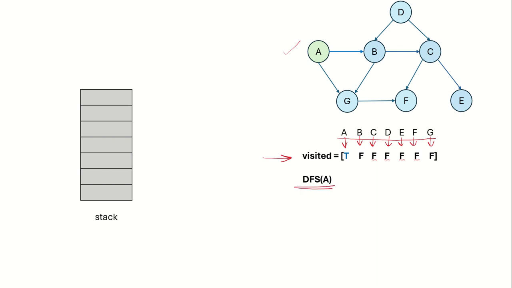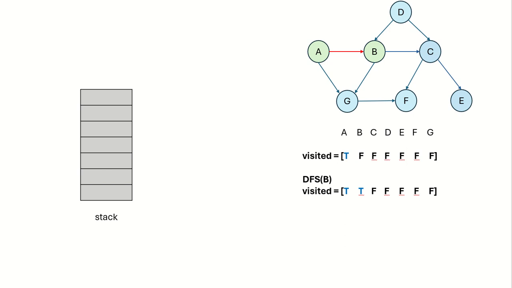When we call DFS on A, we first mark it as visited. So now A has been marked as true. Now when we call the DFS, we have to visit the unvisited neighbors of A. We have two neighbors over here. One is B, since there is an edge from A to B. So B is an unvisited neighbor of A and G is also an unvisited neighbor of A. We can choose either of these. So let's say we have chosen B.